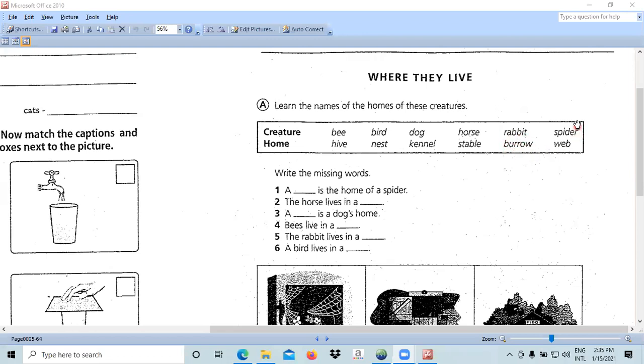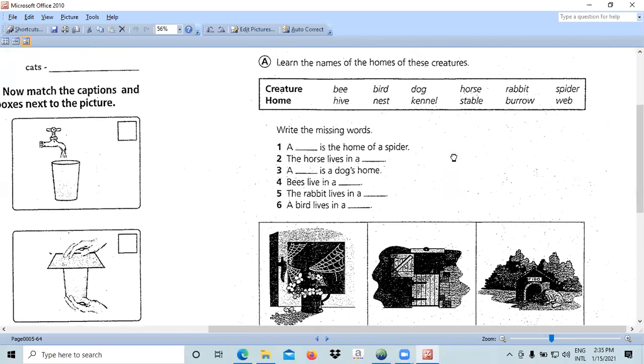Then the home of the spider is web. Okay. Now we can answer part A.